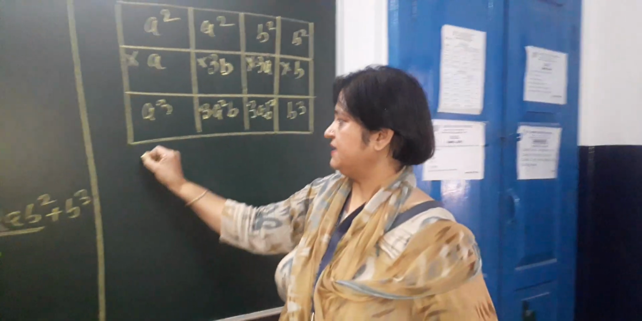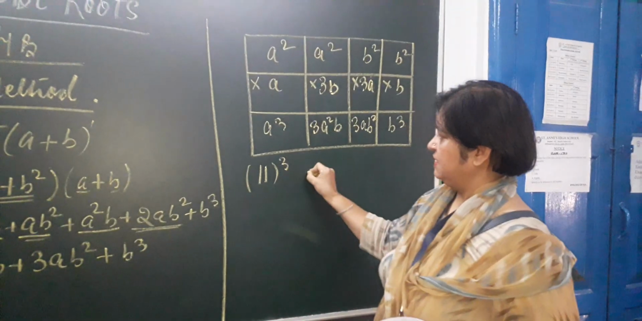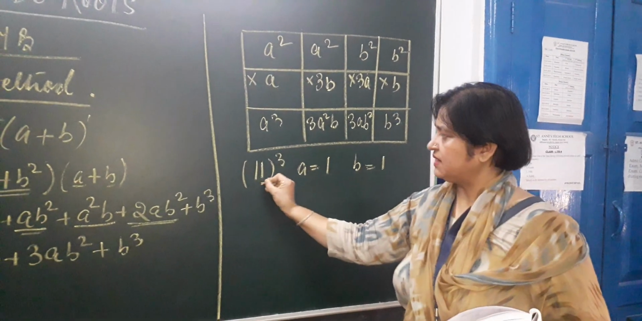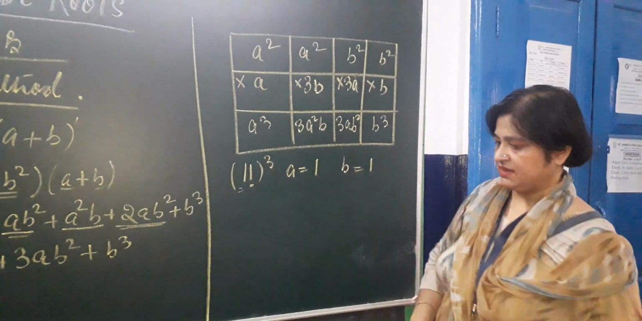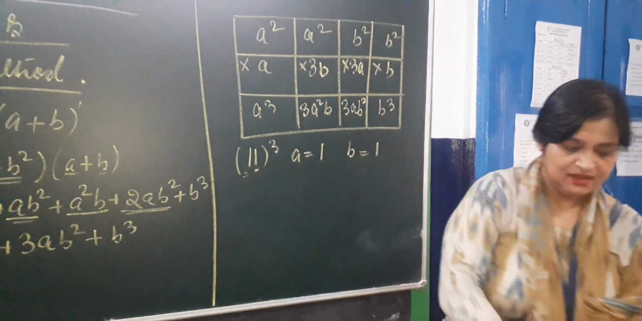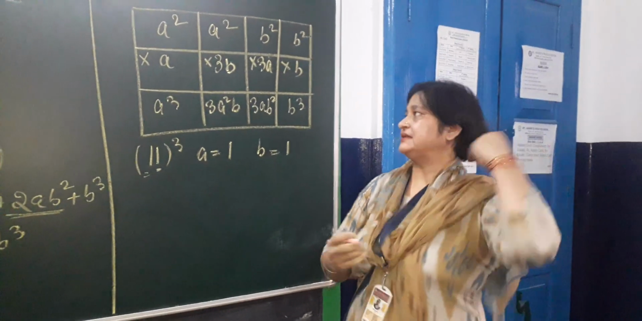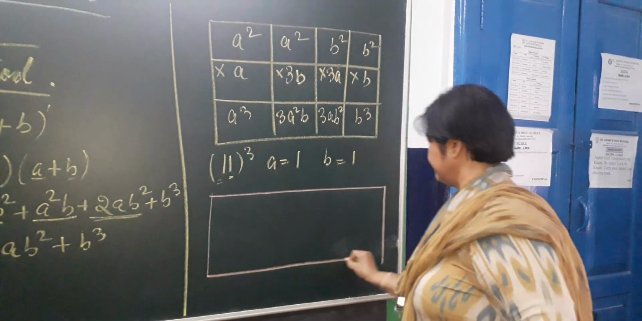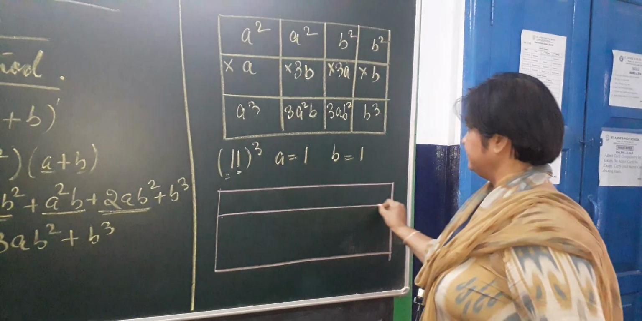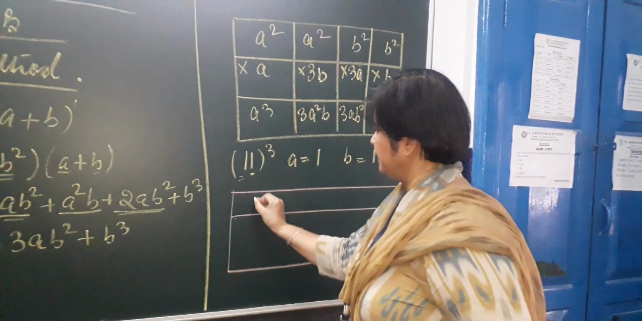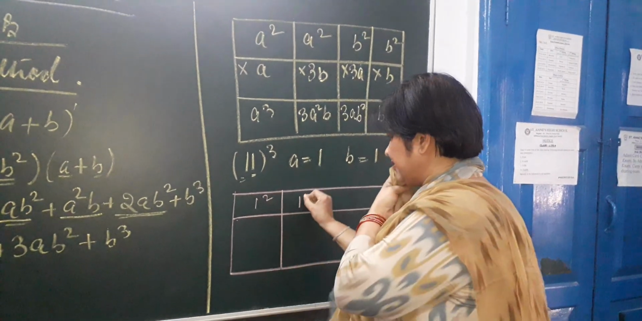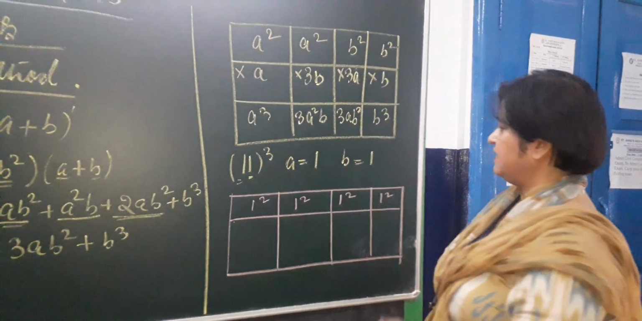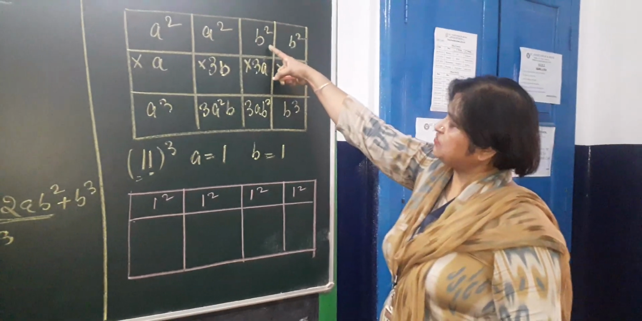Suppose I am having a number 11. I have to do 11 cube. Let the unit digit be 1 and the tenth digit again 1. Assume one as a, the other as b. Now we have to fill this into this formula so that we can reach the conclusion. Now let us see. A, B both are 1, 1. Here it is 1 square, again 1 square, 1 square, again 1 square.